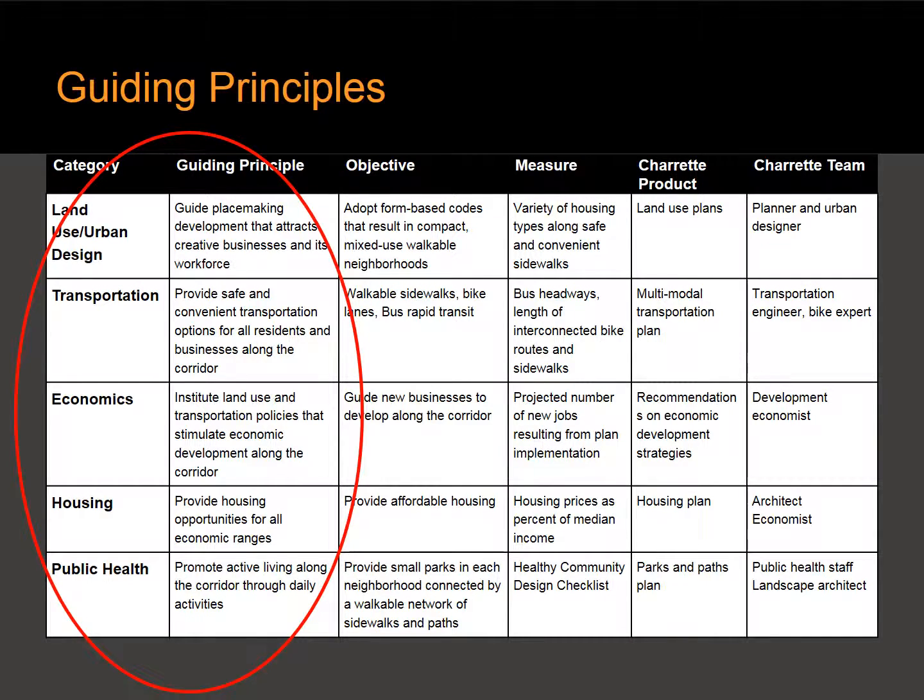You'll also see an indicator of a guiding principle is often that there's an active verb in there, like attracts or provides or promotes, that type of thing. But more importantly, it answers the question why you are doing the project.